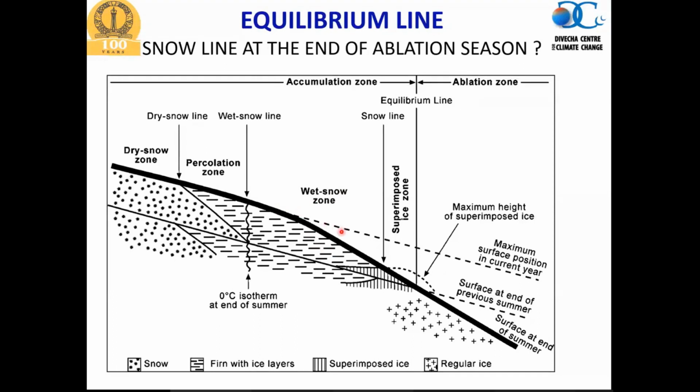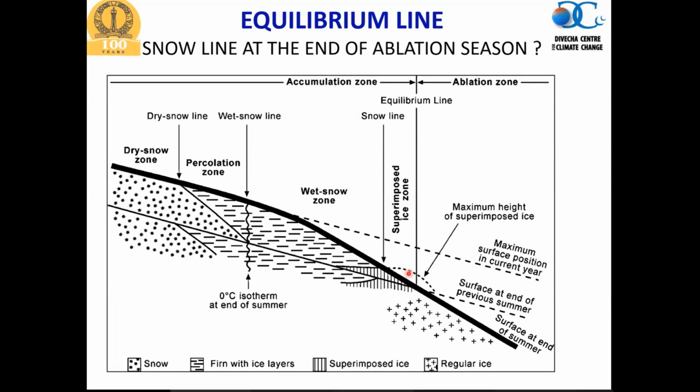Then as you come down, there is a snow line. That means the snow will end. That is the end of the accumulation area, and then the ablation area will start. Then there will be some region where superimposed ice is present. Superimposed ice is nothing but snow in the process of converting into ice, with very large chunks of snow or ice.